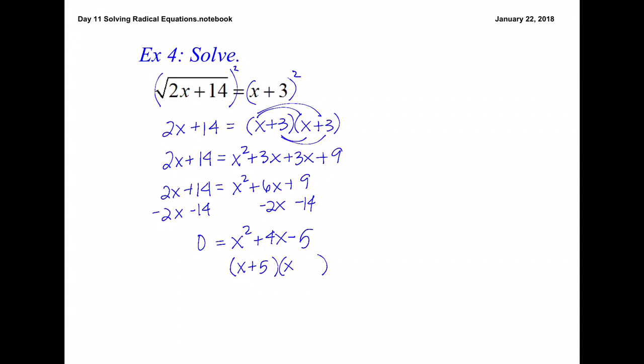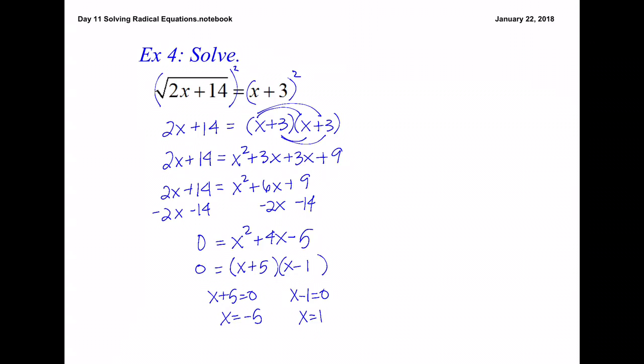x plus 5, x minus 1. Set each of those equal to 0. So I get x is equal to negative 5. x minus 1 equals 0, I get x is equal to 1.